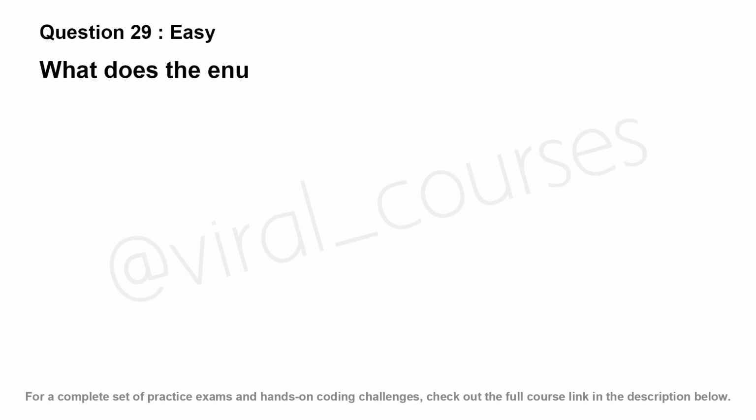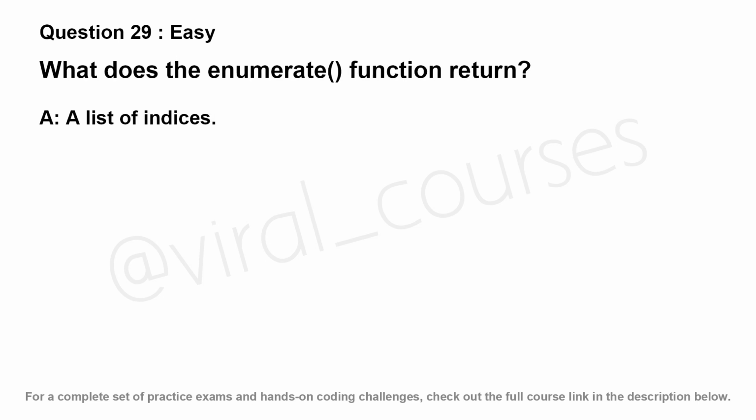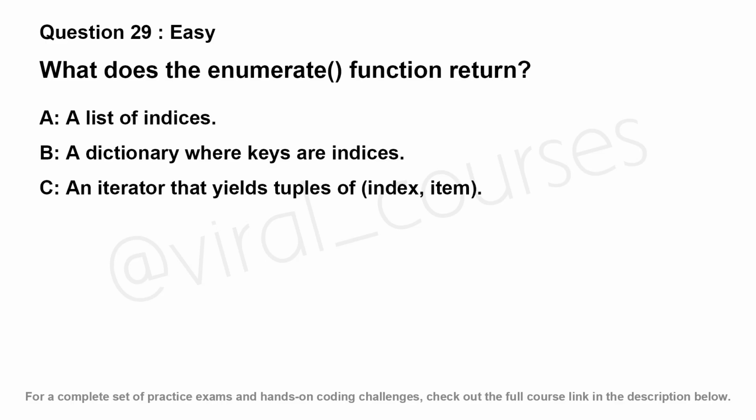What does the enumerate function return? Option A. A list of indices. Option B. A dictionary where keys are indices. Option C. An iterator that yields tuples of (index, item). Option D. A generator that yields only the items.